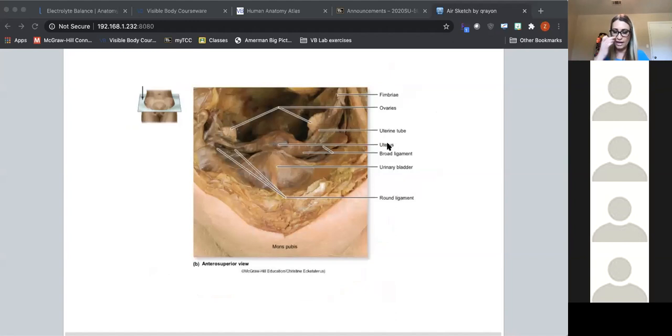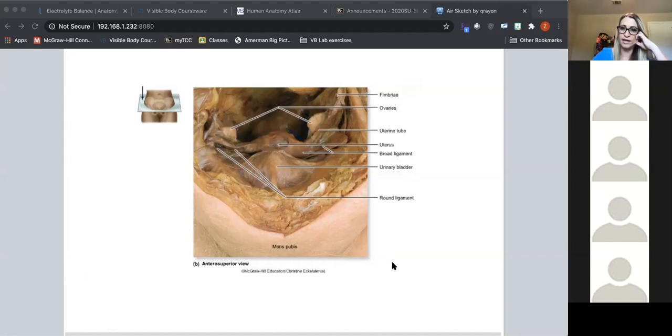Now, this is the anterior superior view of a cadaver. So you're looking from the top inside. And so you can see the urinary bladder there, and then the uterus is looking like it's kind of behind it, but it's leaning on top of the urinary bladder there. The ovaries are a paired organ. They're about the size of an almond, so you can see them right here, one and the other one.